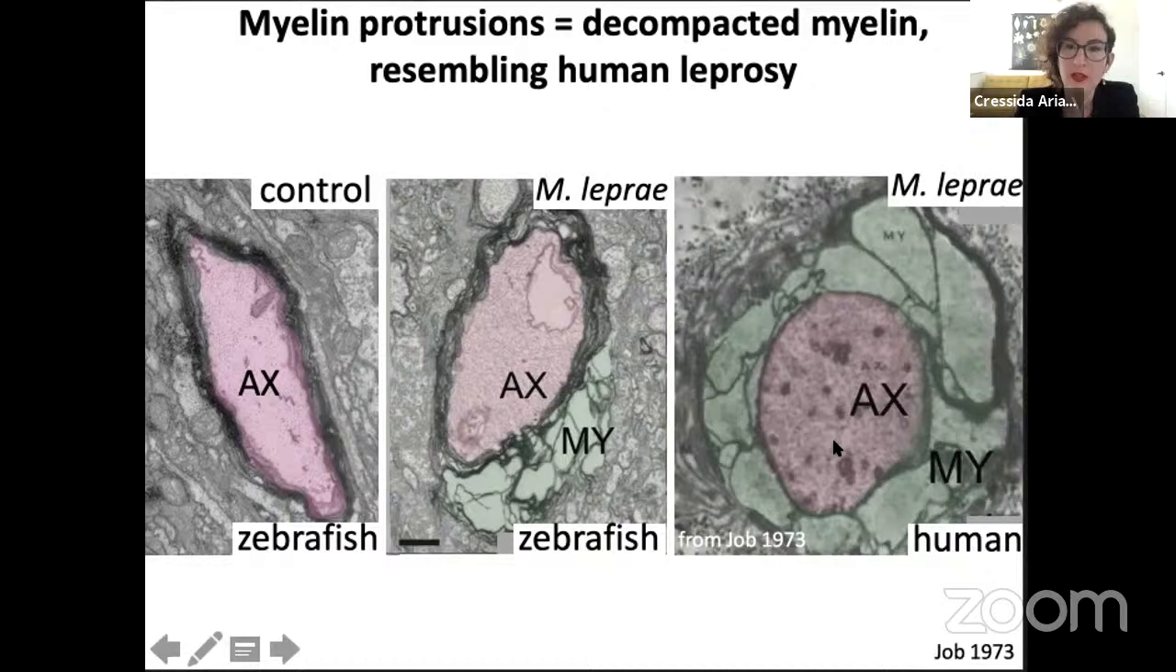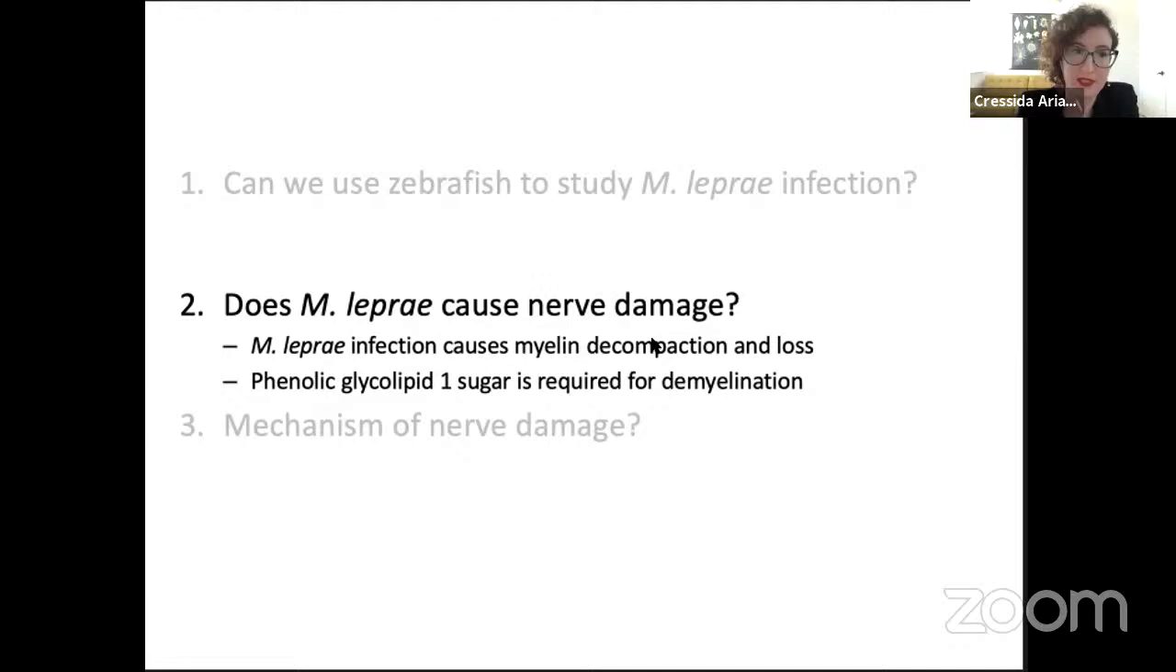So what we've seen so far looking at nerve damage in response to M. leprae is that M. leprae infection of myelinated axons in zebrafish causes myelin decompaction and then myelin loss. And that those rings of myelin that I was seeing seem to be associated with myelin retracting from the axons. We had also seen, because of our work with M. marinum, that phenolic glycolipid 1, specifically the sugar of that molecule, is required for demyelination in zebrafish.